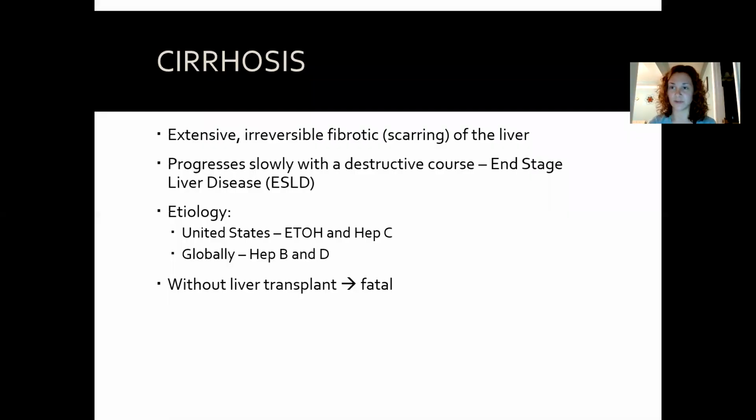Now we're going to talk about cirrhosis. So cirrhosis is extensive, irreversible scarring of the liver. Damage has occurred over time continuously, and it's led basically to this end-stage liver disease. The cause in the United States is usually alcohol and Hep C.